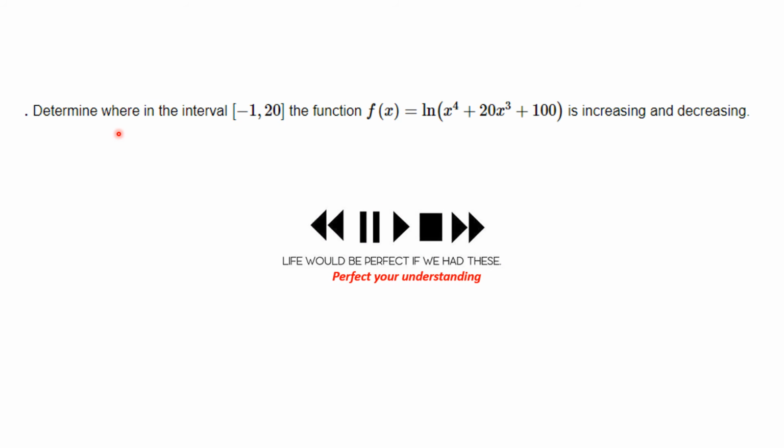Now let's use this to solve one of the classical problems that we solve in a Calculus 1 class: determining where in an interval, in this case from -1 to 20, the function y equals f of x equals the natural logarithm of x to the fourth plus 20x cubed plus 100 is increasing and where it is decreasing. You know what to do. Let's see how you did.